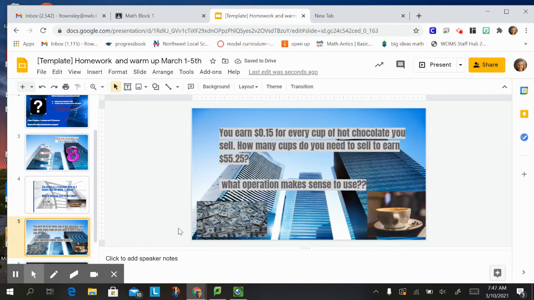All right, here's the next one. You earn 15 cents for every cup of hot chocolate you sell. How many cups do you need to sell to earn $55.25? What operation makes sense to you? Well, they're not really asking you to total anything, so you wouldn't want to use addition, okay? They want to know how many cups you need to sell.